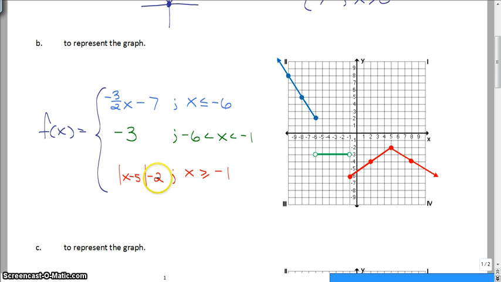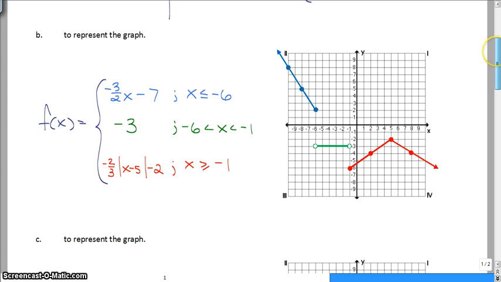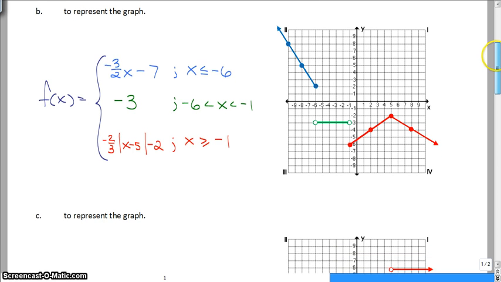So this is actually x minus 5 minus 2. And now you still have to look at the slope. The slope is down 2 over 3. So there's your absolute value part of this graph. So you have all three parts to the graph now, and that's how you write an absolute value equation from a graph. Okay? So you might want to rewind that, go back and check out any steps that you missed.